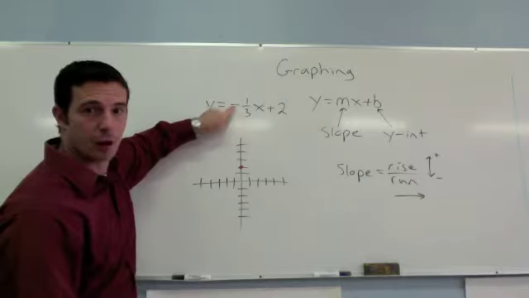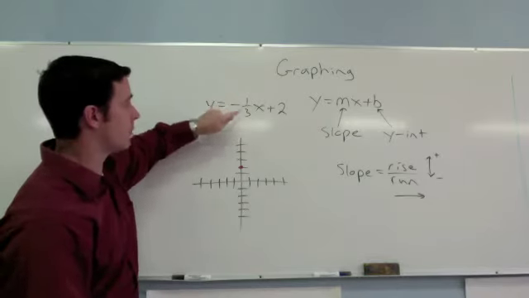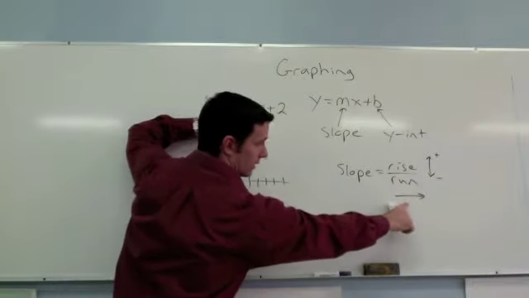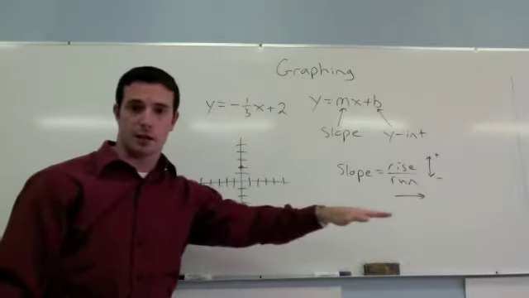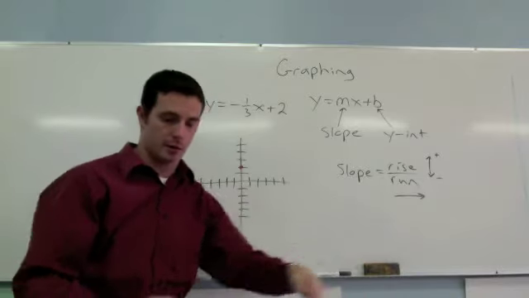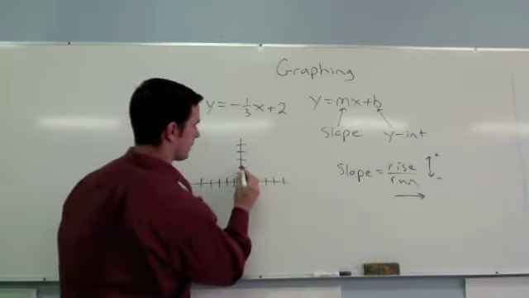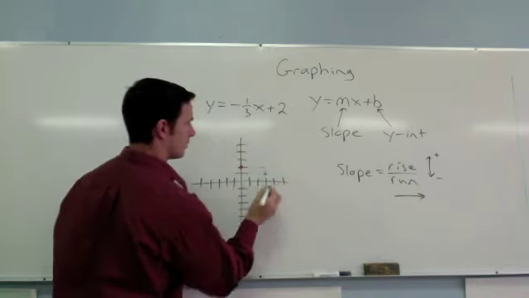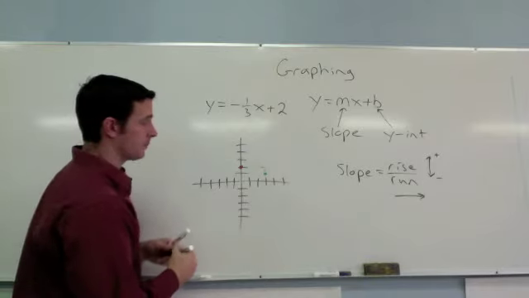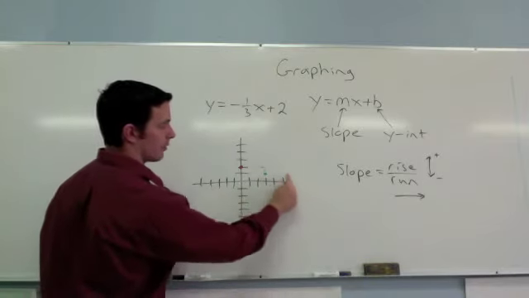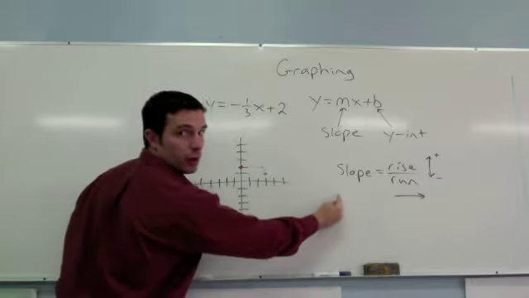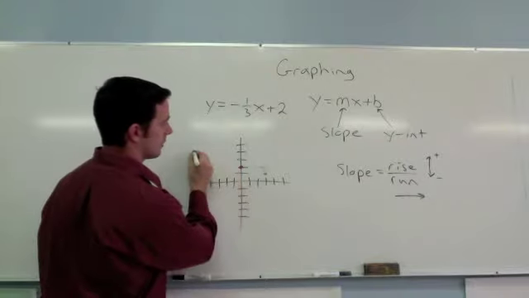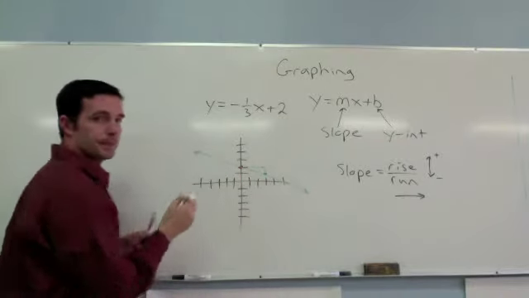Again, the negative always goes with the top number. So my bottom number is my run. The bottom number always goes to the right. So I'm going to go right 3, down 1. So let's do that. Right 3, down 1. There's your second point. If you want, you could keep going: over 3, down 1, over 3, down 1. But there's really no need to. Once you have 2 points, that's enough to graph the line.